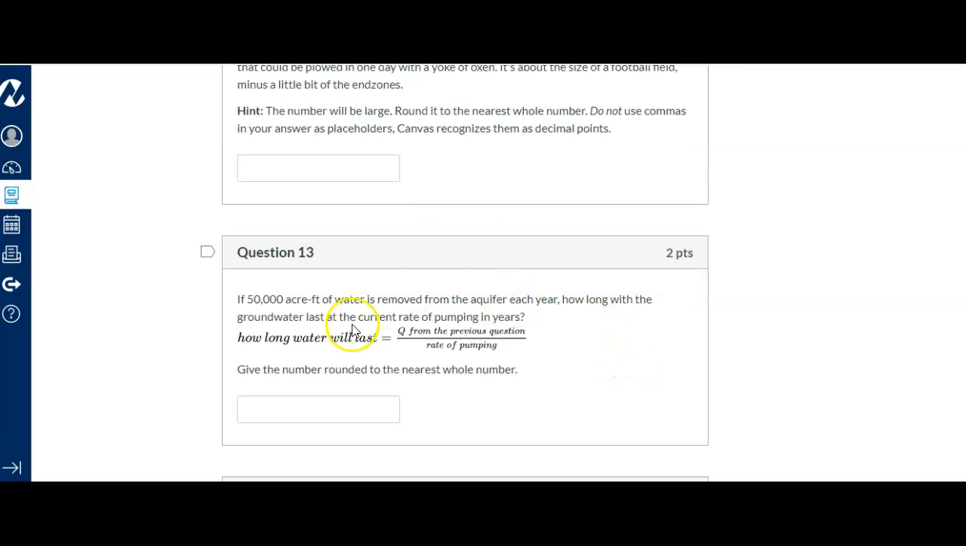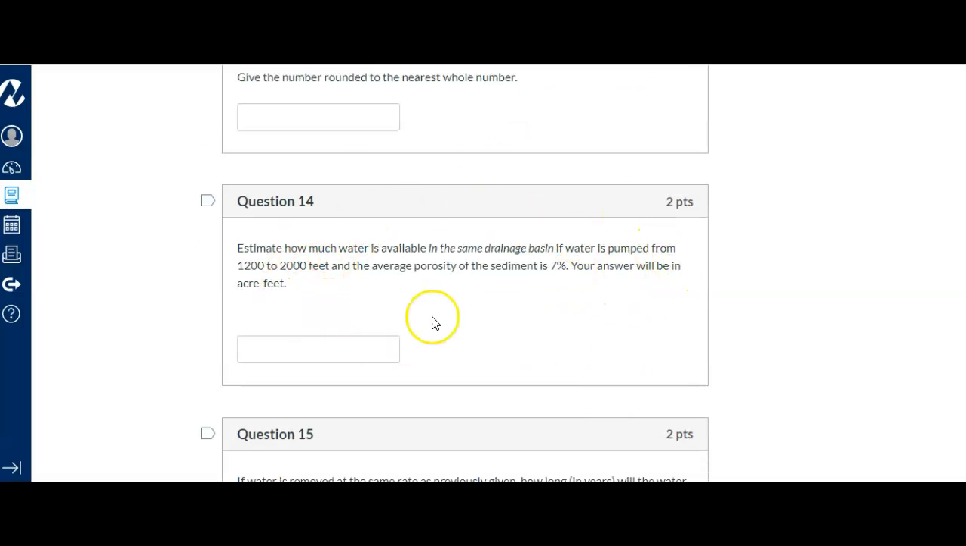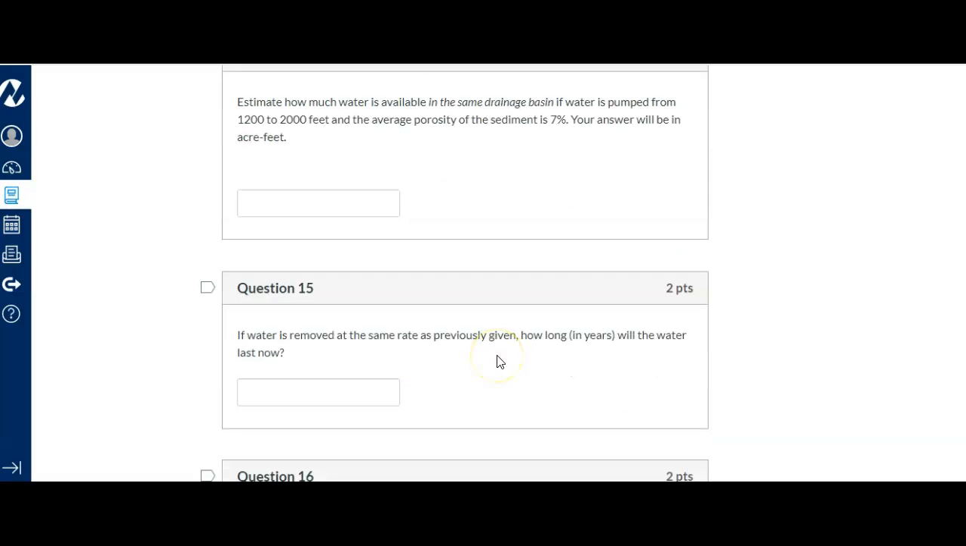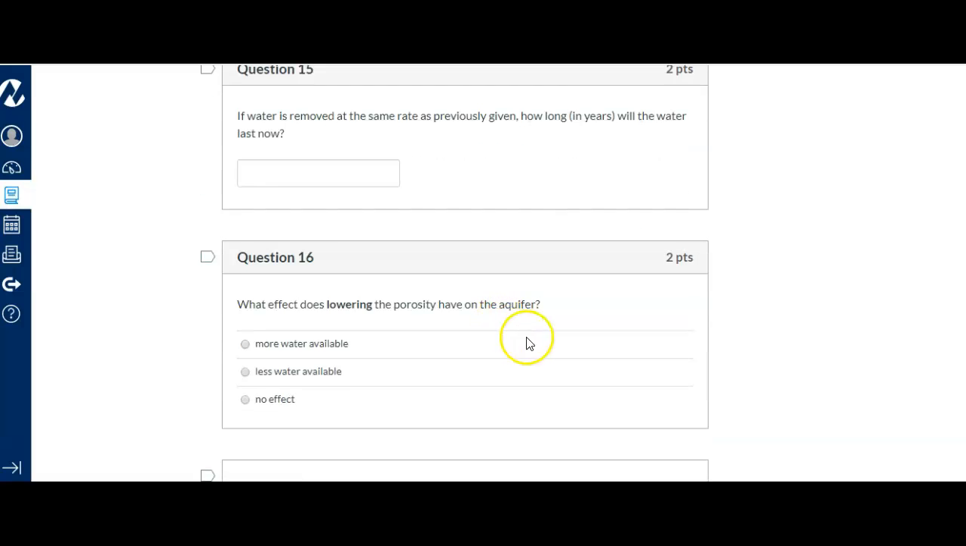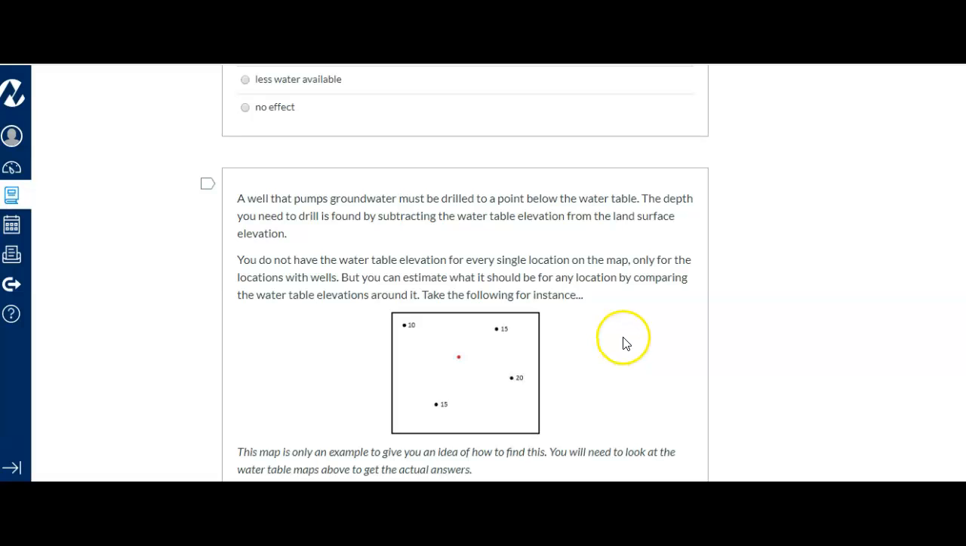And then, of course, how long is that going to last if we pump out this much every year? So you could tell me how long that water lasts before it's gone. And then we're going to do something similar. So look at a similar rectangle. We're going to change where we drill the water from and change the porosity and see what we get for an answer. Compare that and see how the effect of porosity is impacting the amount of water we have in our aquifer.